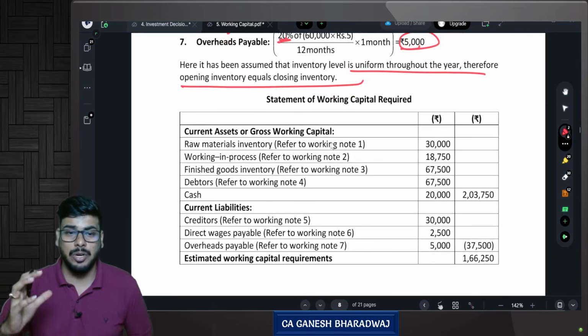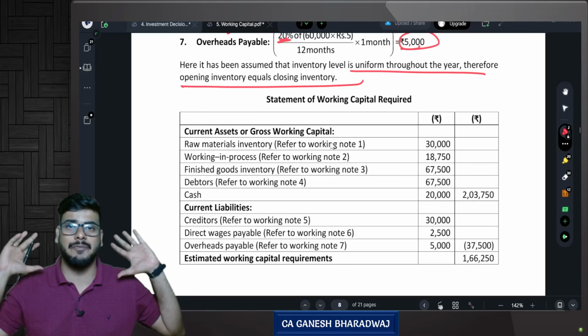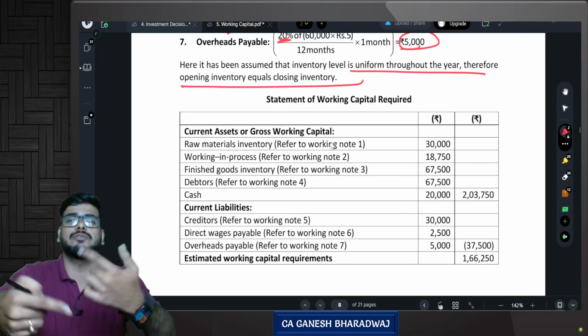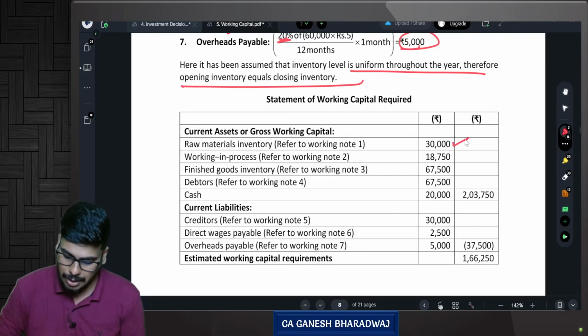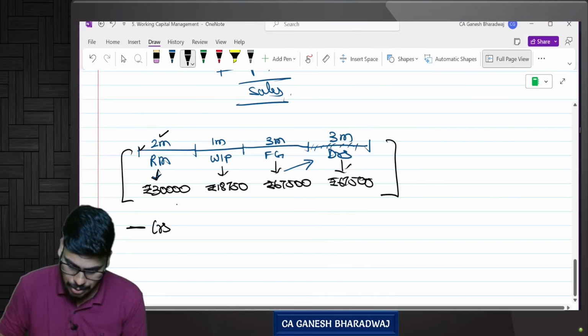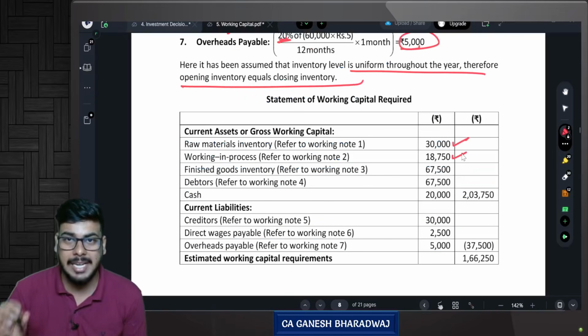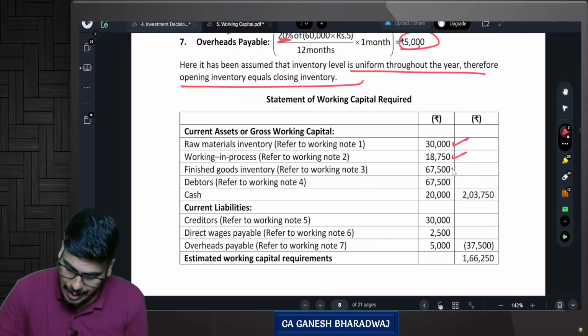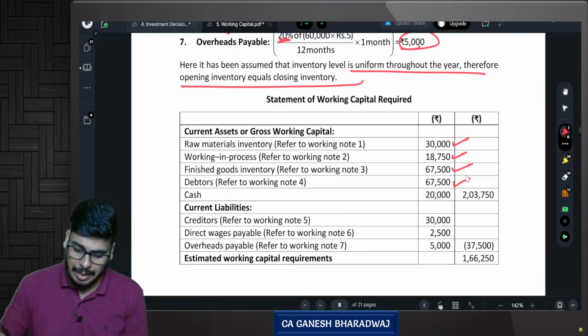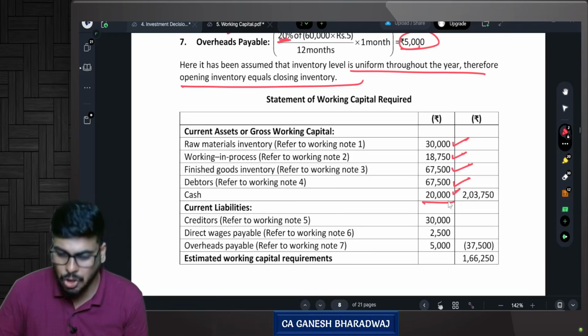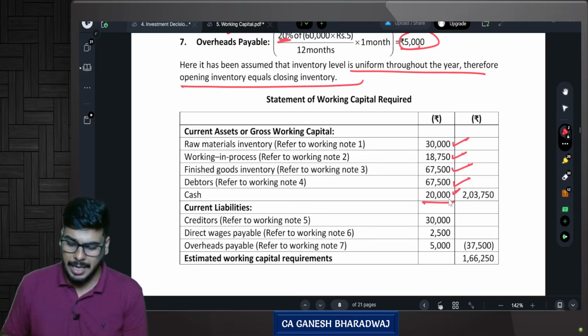Now, statement of working capital requirement. What is the amount that I need to bring initially into the business, and this will enter into the cycle and keep on rotating? Raw material, I need to bring in 30,000 rupees. We have already done this. For WIP, I need to bring in 18,750. FG 67,500. Wait, they have also said at any given point of time, the company should maintain a cash balance of 20,000 rupees, correct, to meet any kind of contingencies.